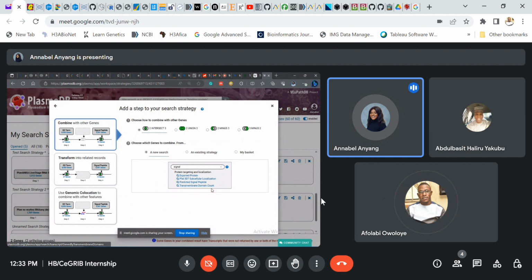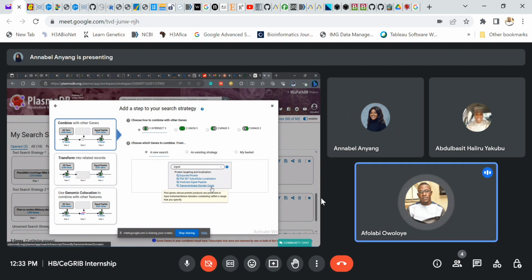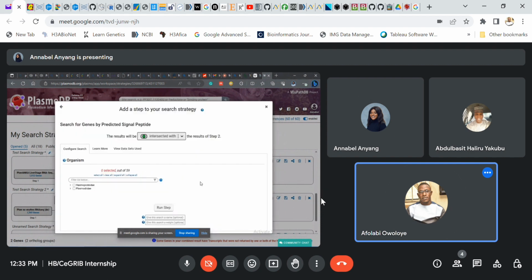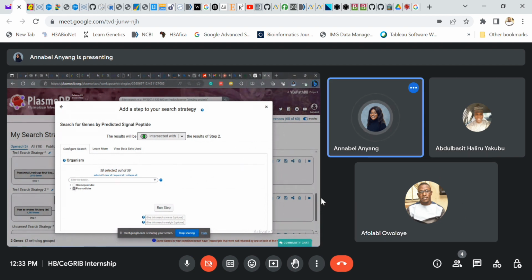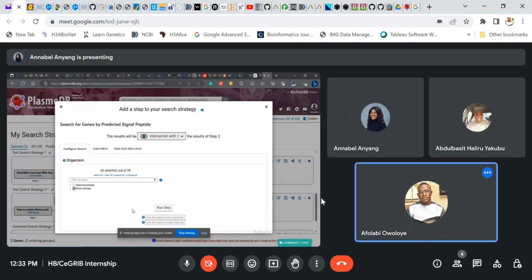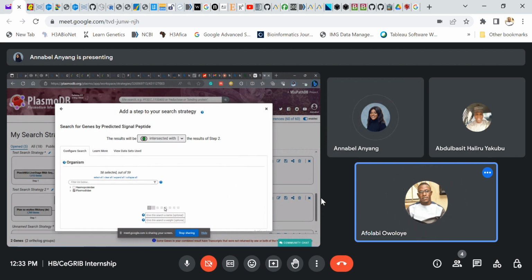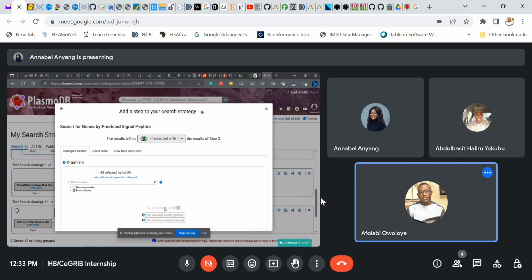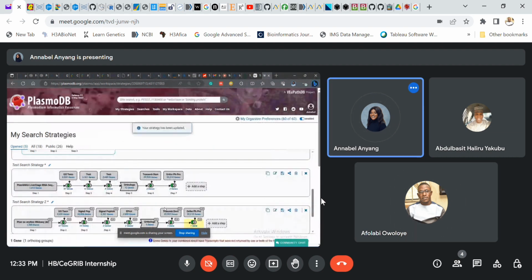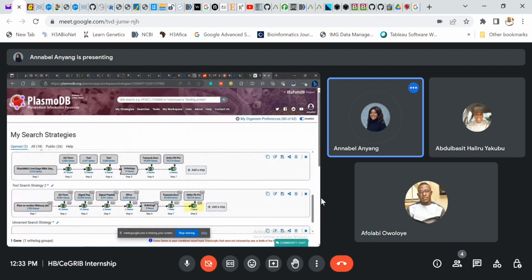Predicted signal peptide, not transmembrane domain count. Select that. Select your class. You normally go for the whole thing. That's all right. Run it. Don't worry. Let's see. The final count has changed.